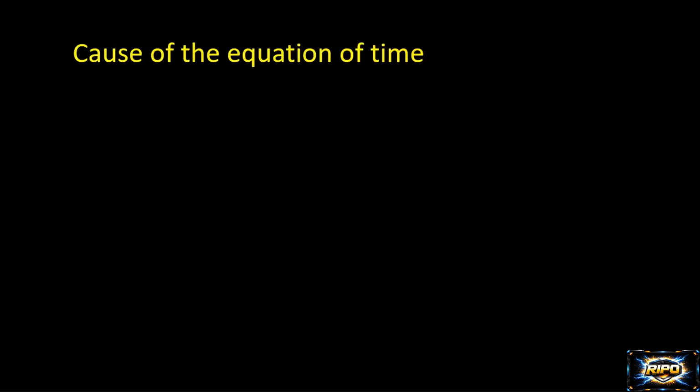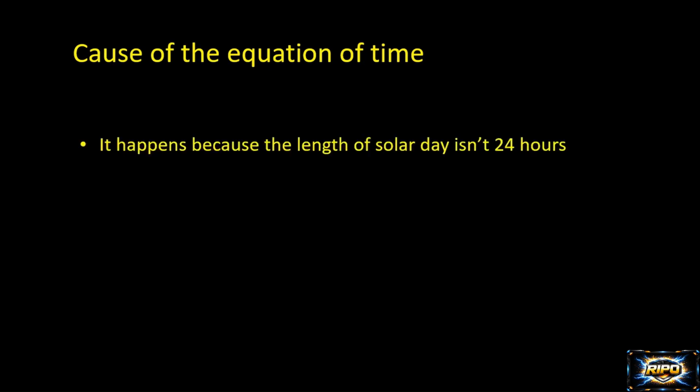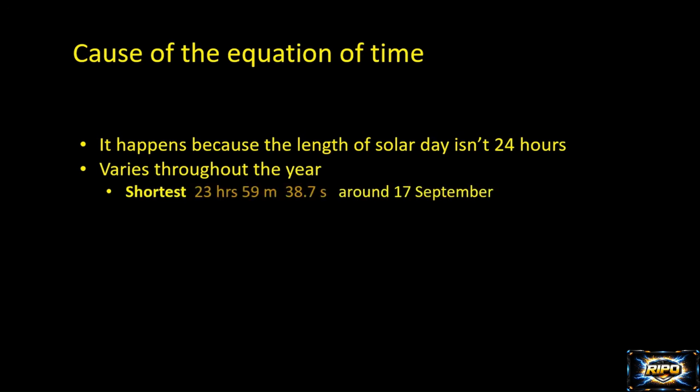As I'll explain next, the reason for the equation of time is the length of a solar day isn't always 24 hours, but varies throughout the course of the year. It's at its shortest in mid-September and its longest just before Christmas Day.